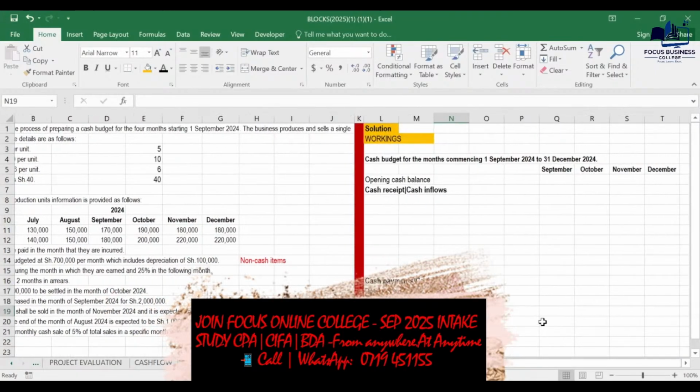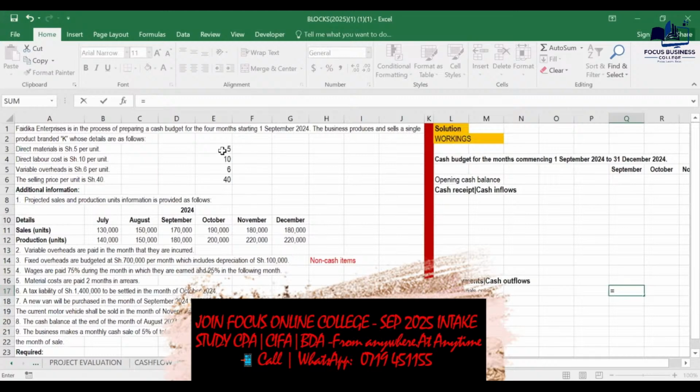I will start with the direct material cost. How do I compute the direct material cost? To compute the direct material cost, I will take the direct material cost per unit, which I'm given up here, which is basically 5 shillings. And then what will I multiply this with? Do I multiply this with the units which were sold or which are budgeted to be sold, or the units which are budgeted to be produced?